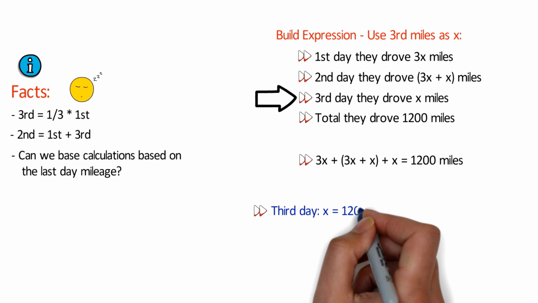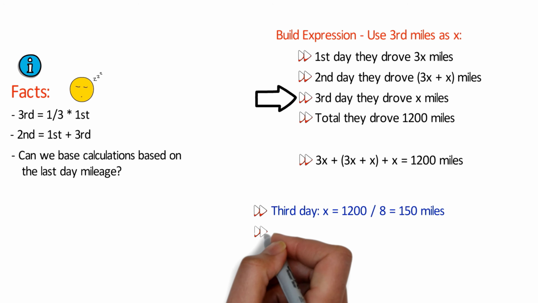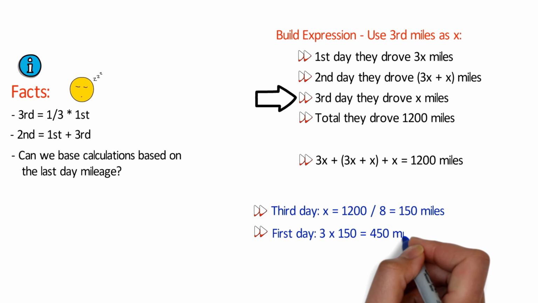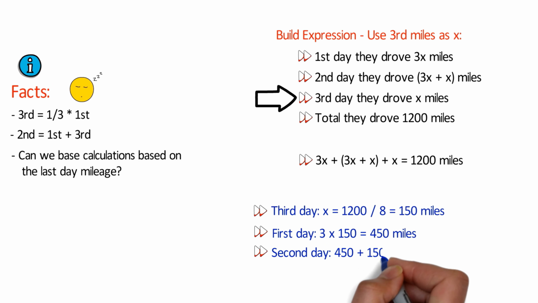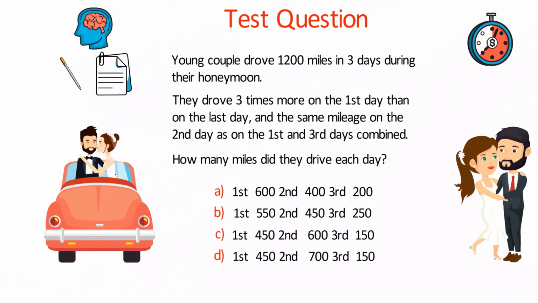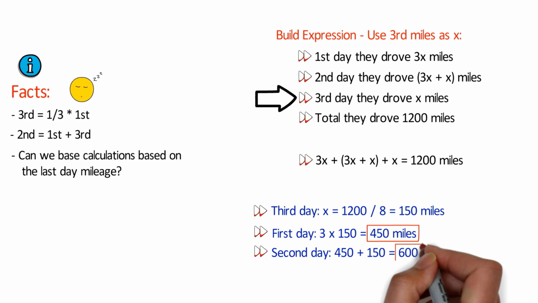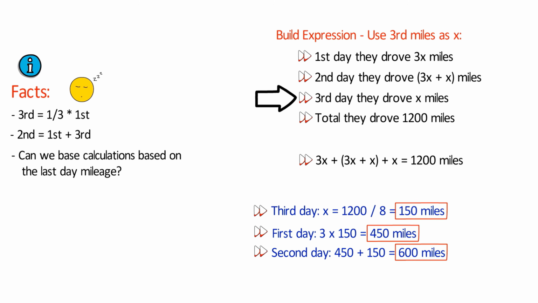Let's do the calculation for x, which also represents the third day. X equals 1,200 divided by 8, which is 150 miles. And this is how many miles they drove on the third day. On the first day then, they drove 3 multiplied by 150, which is an equivalent of 450 miles. And on the second day, they drove 450 plus 150 equals 600 miles. So the correct choice here is choice C. On the first day, 450 miles, second day, 600 miles, and on the third day, 150 miles.